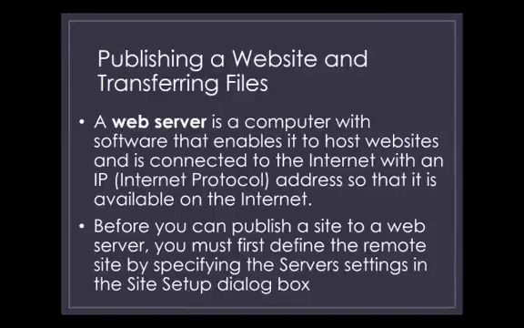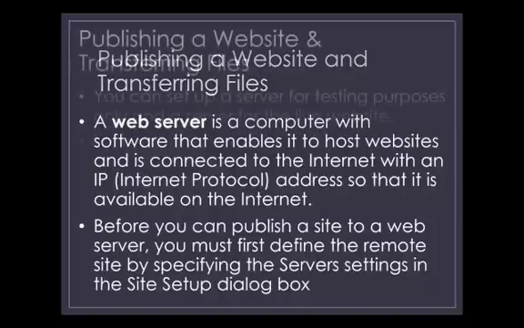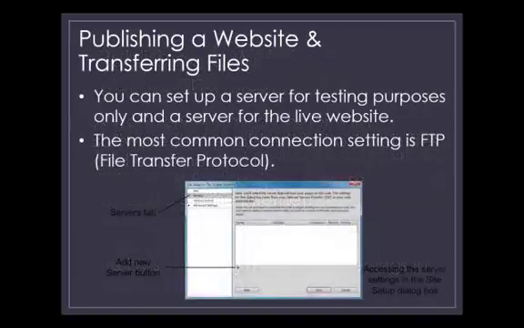When you publish your website, we use what's called a web server, and this is simply a computer with software that enables it to host websites, and it's connected to the internet with an IP or Internet Protocol address so that it's available on the net. Before you can publish a site to a web server, you must first define the remote site by specifying the server settings in your Site Setup dialog box. You can set up a server for testing purposes and a server for the live website, but most people just use one for both. The most common connection setting is what we call FTP, or File Transfer Protocol.